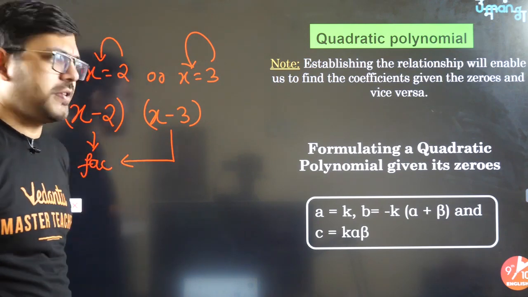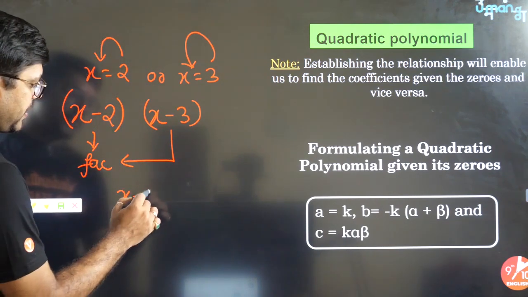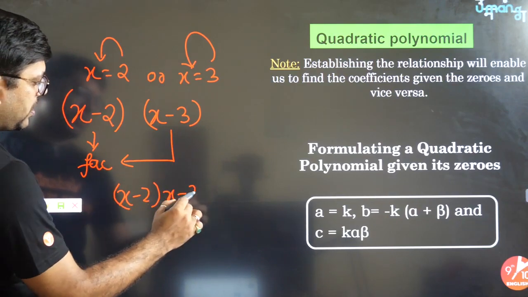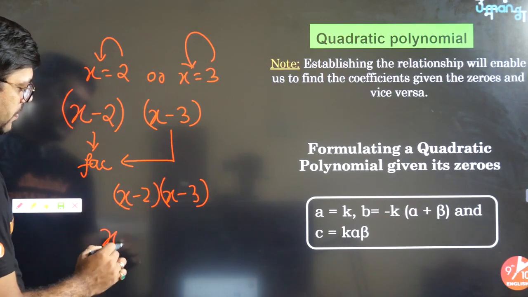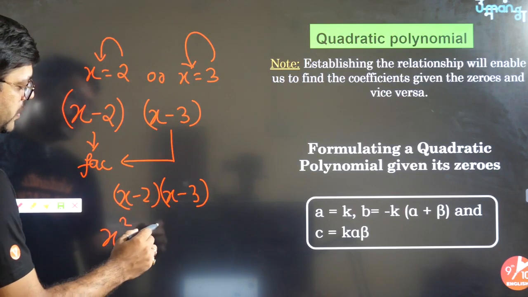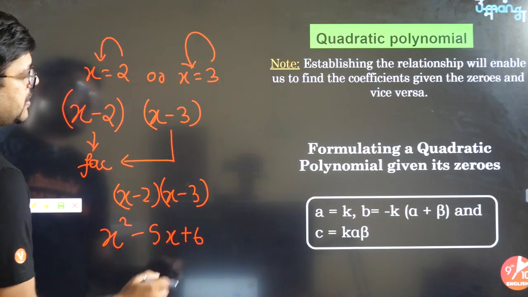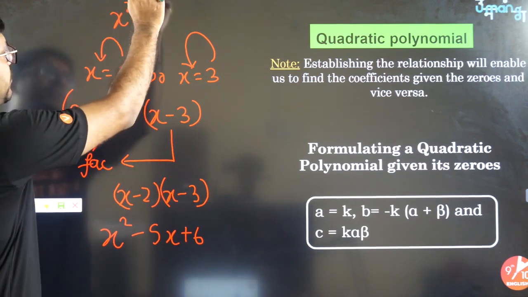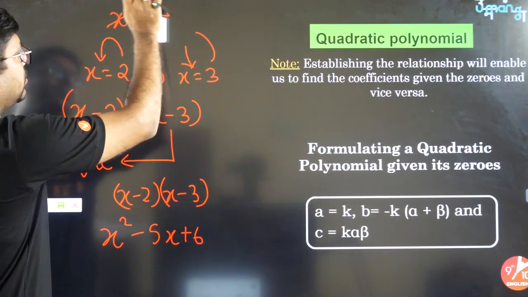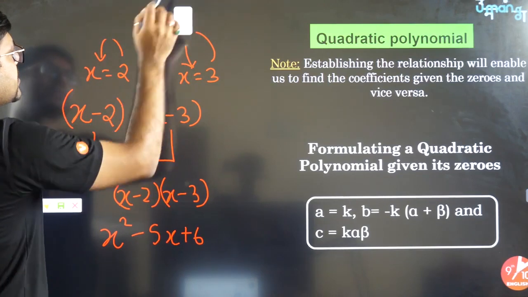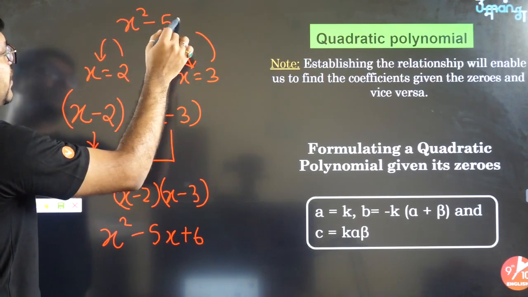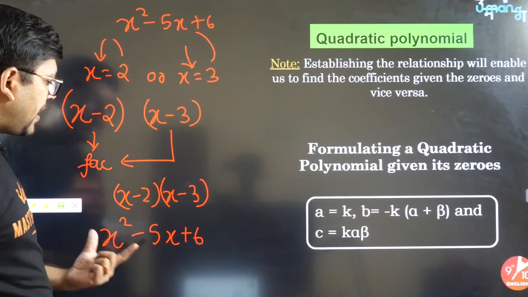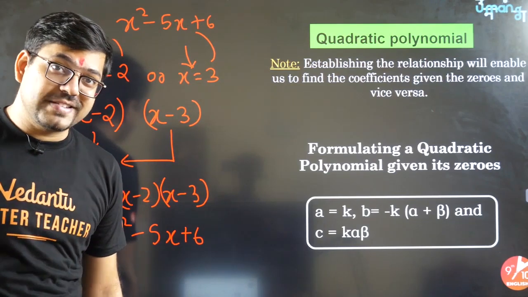Now I think it must be pretty simple. If you have x minus 2 into x minus 3, you can simply multiply them. So this will be x square, and minus 3x minus 2x will be minus 5x, and plus 6. So the equation which we had written earlier, x square minus 5x plus 6, we have again received the same equation, isn't it?